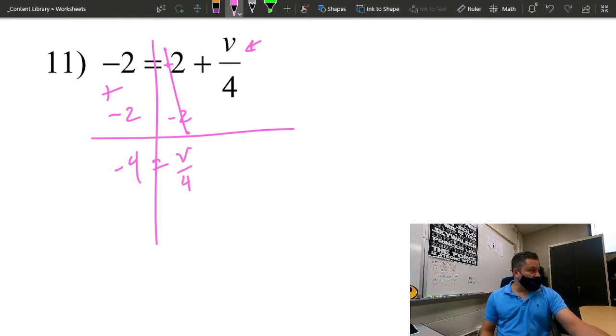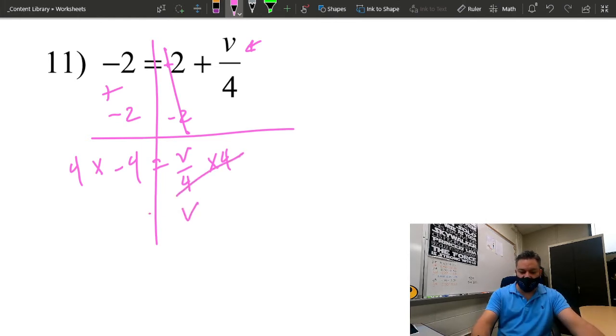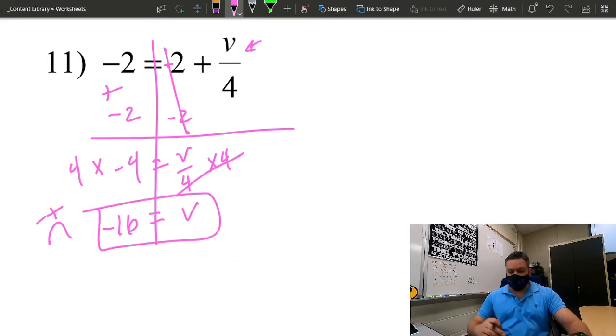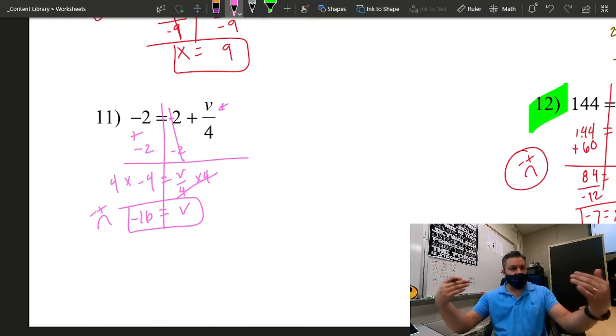What's the opposite of divide? We're going to multiply by 4. What I do to one side, I do to the other. Very good. This cancels out. You're left with v equals 4 times 4 is 16. You have a negative and a positive, so it's going to be negative. Very good. Any questions so far? No. We're moving faster because we're getting this, right?